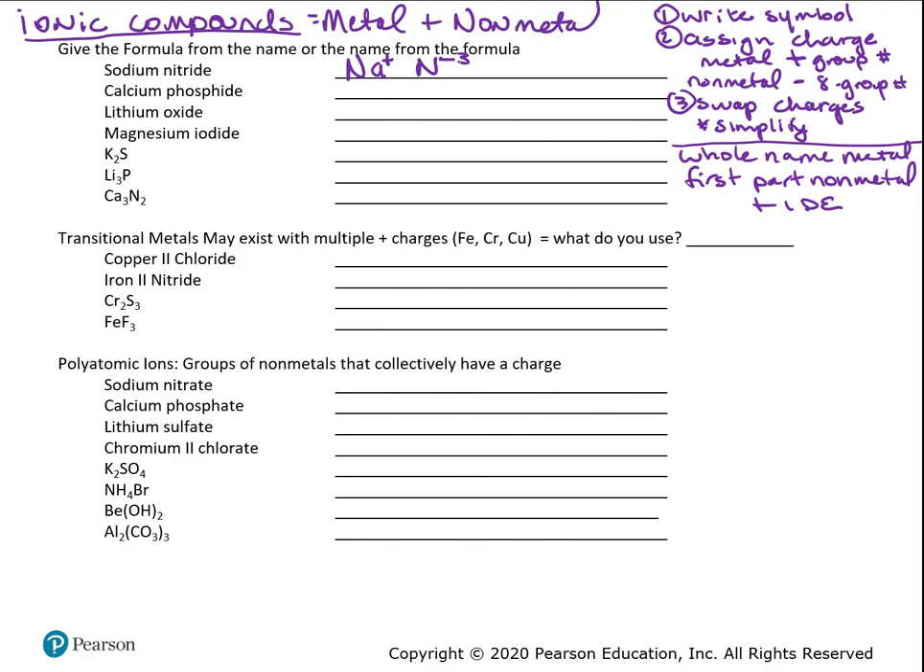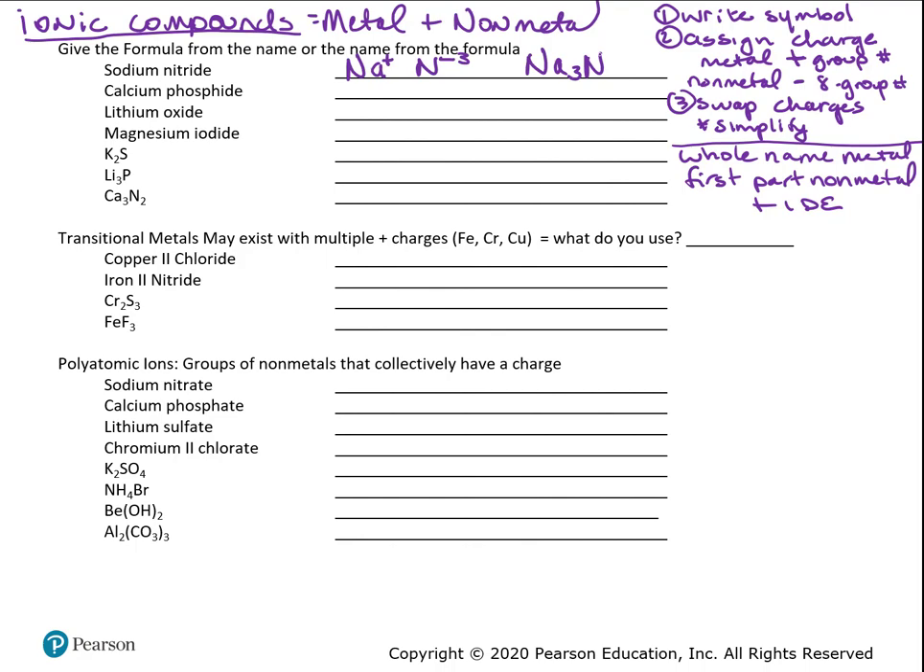So how many sodium? 3. So it'd be Na3. And how many nitrogens? Just 1, because it's a positive 1. So the 1 on the sodium tells you 1 nitrogen. The 3 on the nitrogen tells you 3 sodium. That's as simple as it gets. So it's Na3N. That's the formula. So what's the next one?